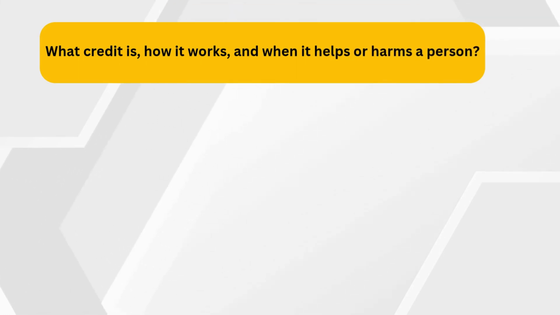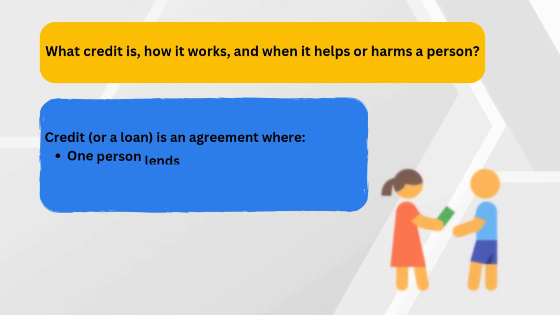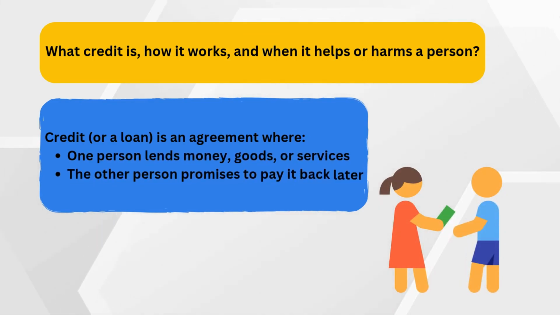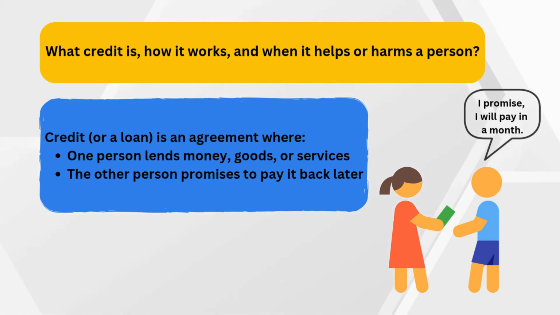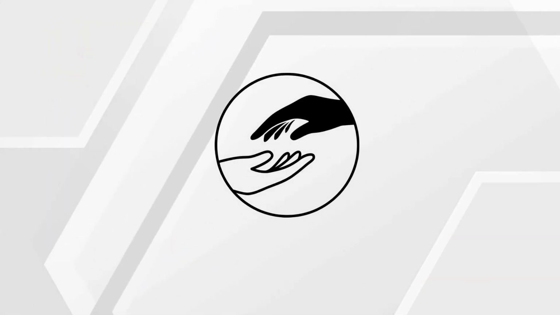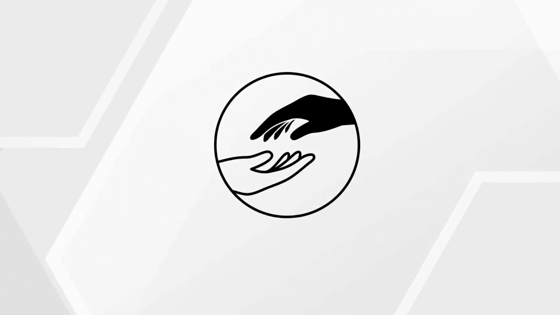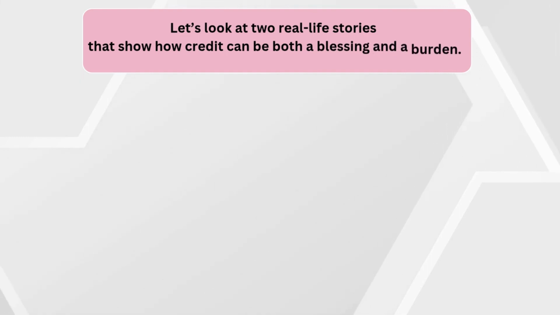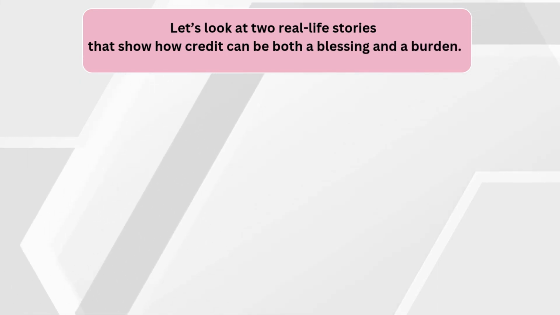Moving on, let's understand what credit is, how it works, and when it helps or harms a person. Credit or a loan is an agreement where one person lends money, goods or services, and the other person promises to pay it back later. So basically, someone helps you today and you return the favor with money or goods in the future. Sounds helpful, right? Yes, but only when things go as planned. Let's look at two real life stories that show how credit can be both a blessing and a burden.